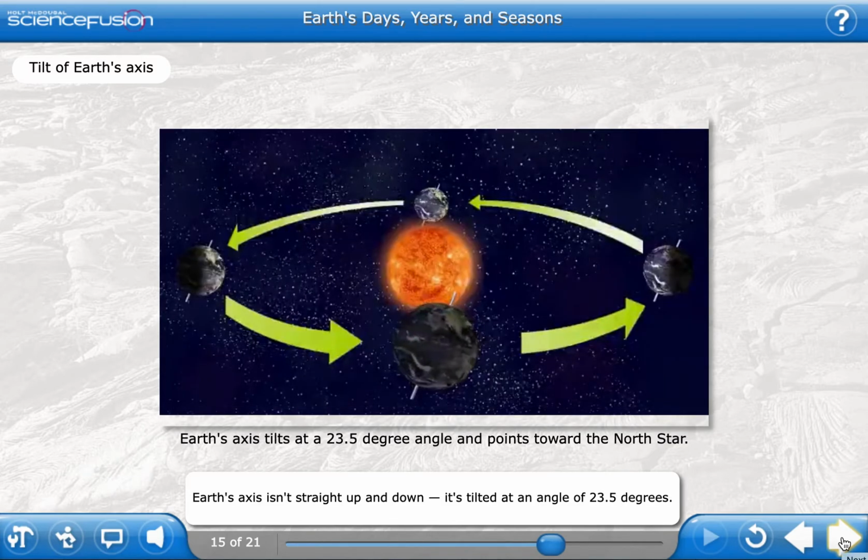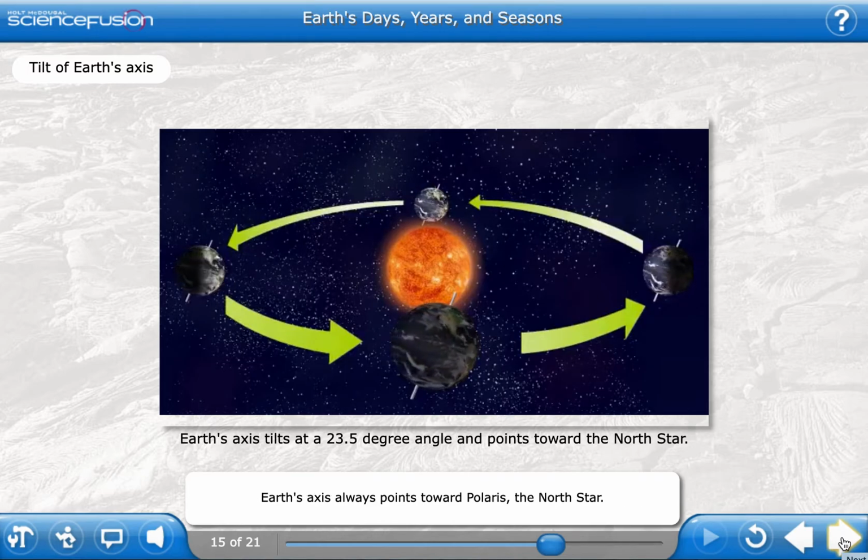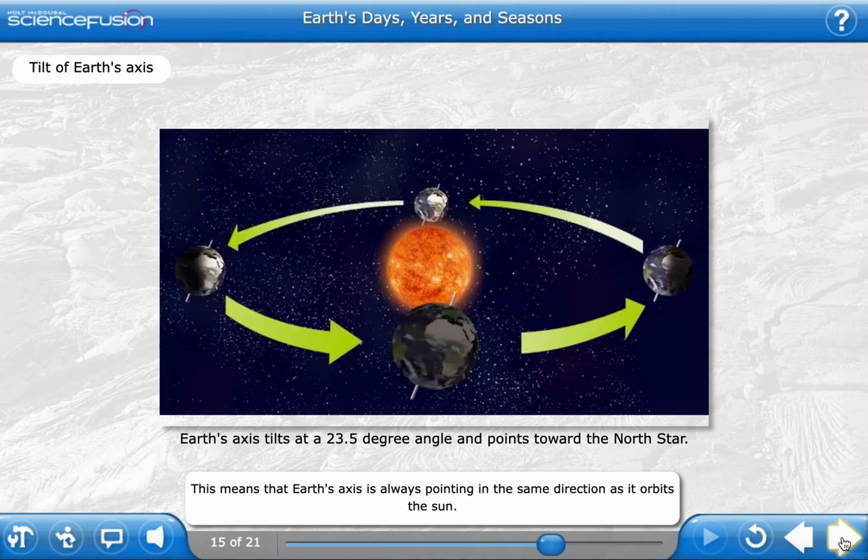Earth's axis isn't straight up and down, it's tilted at an angle of 23.5 degrees. Earth's axis always points toward Polaris, the North Star. This means that Earth's axis is always pointing in the same direction as it orbits the sun.